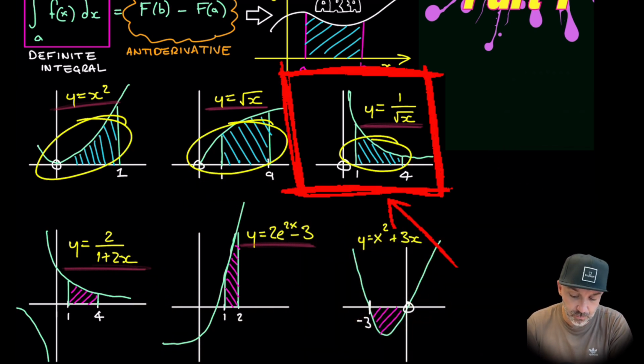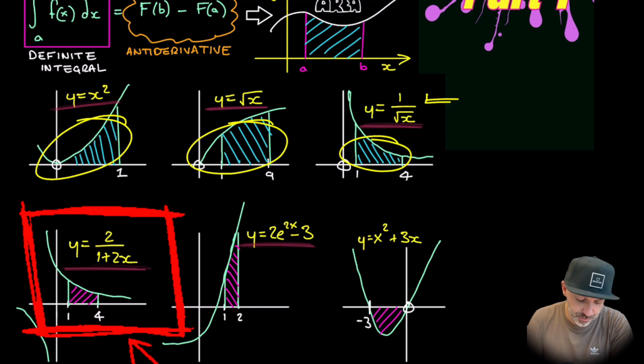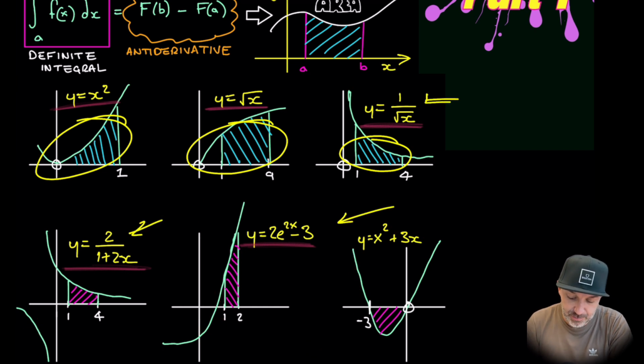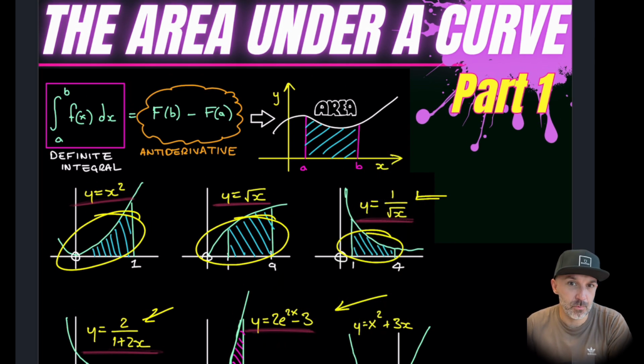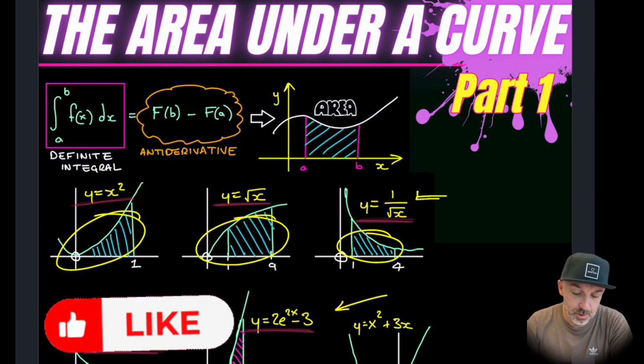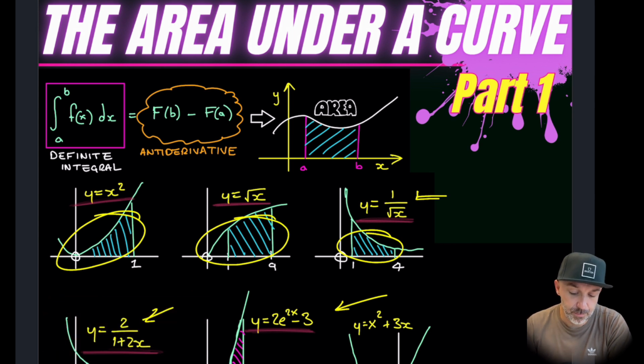Now some of them involve reciprocal functions and some of them will involve logs and exponentials, so I'll go through those. This is part one of the video, and in part two I'll go through some more complicated examples where the curve crosses over the x-axis and we'll be asked to find areas involving positive and negative areas and how we'll deal with those. Okay, let's dive in.